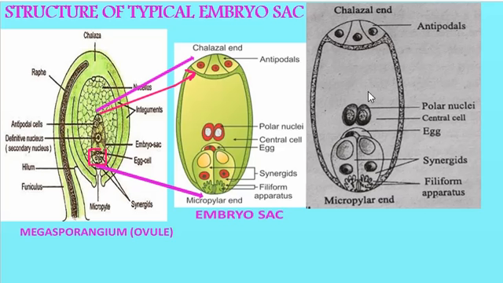There is a characteristic distribution of the cells within the embryo sac. There are 7 cells and 8 nuclei in the embryo sac. Which are those 7 cells? There are 3 antipodals, 2 synergids, 1 egg and 1 central cell. Now let us learn about the characteristic distribution of the cells within the embryo sac.